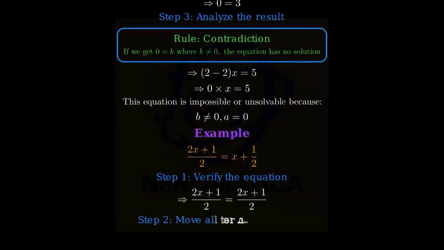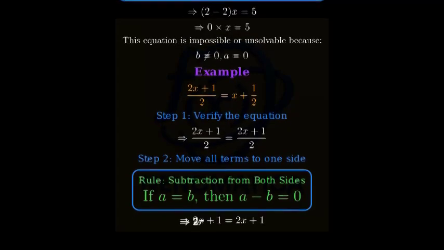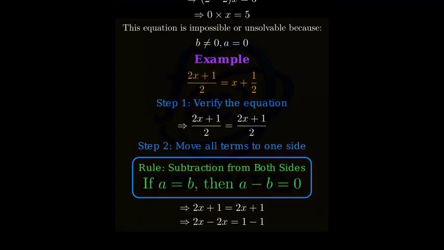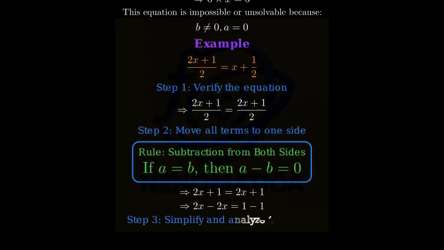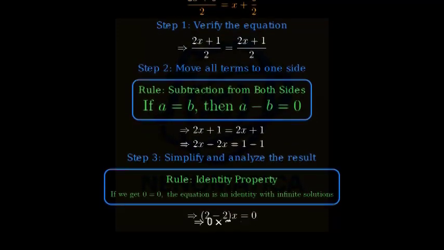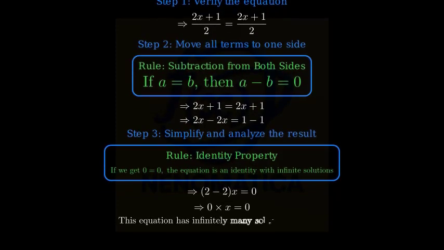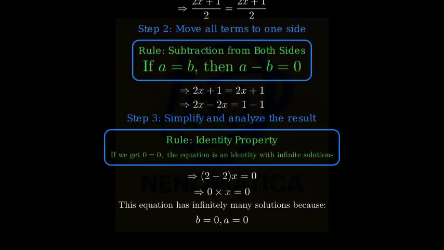We can see that the left side and the right side are exactly the same expression. Let's move all terms to one side to see if we get an identity or contradiction. After canceling out the like terms, we get 0 equals 0, which is always true. This means the equation is an identity, and any value of x will satisfy the equation. This equation is satisfied by all real values of x. In algebraic terms, we can express this as b equals 0 and a equals 0, which means that any value of x will work.